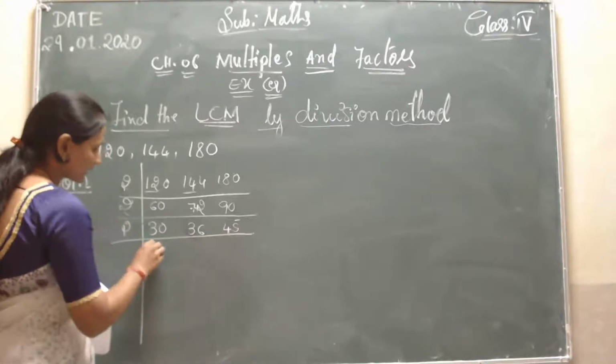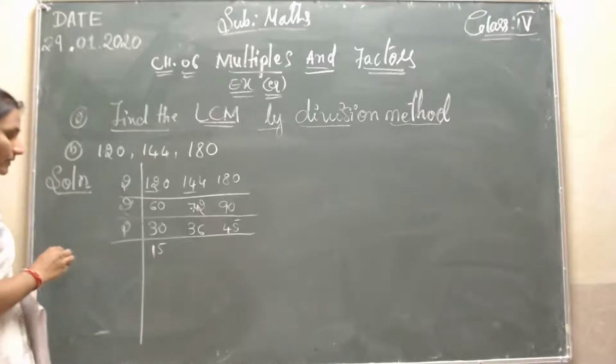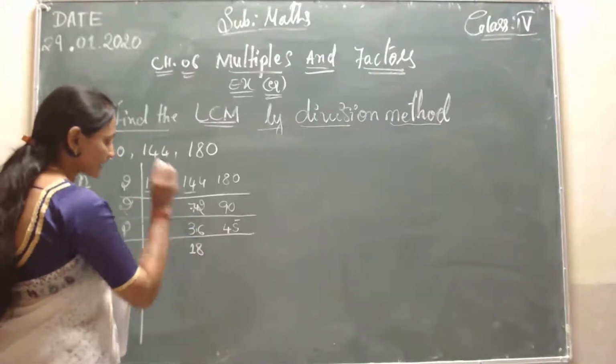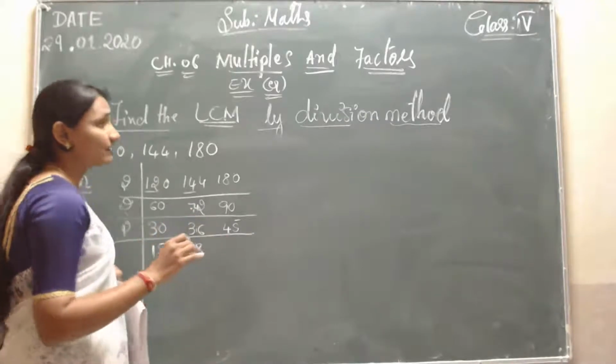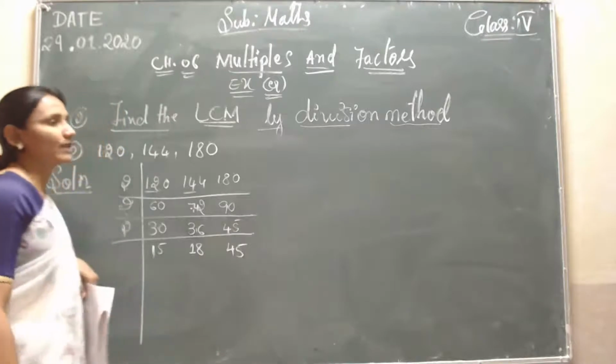2 1s are 2, students. 1 is remaining. 2 5s are 10. So next, 2 1s are 2. So 1 comes to here. 2 8s are 16. So next, 45 is not a division of 44 in 2. So not a division, so write it as it is.